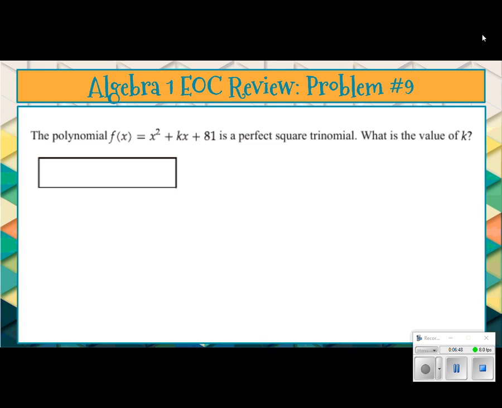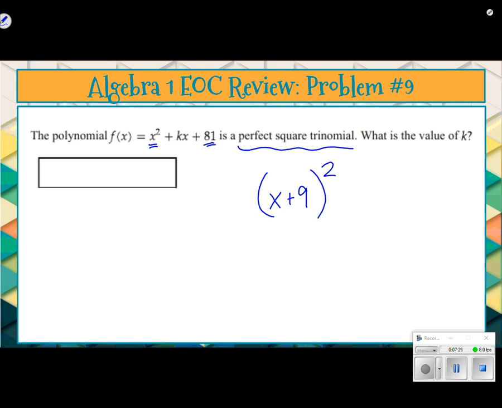Here's problem number 9. The polynomial f of x equals x squared plus kx plus 81 is a perfect square trinomial. What is the value of k? So this perfect square trinomial piece, that means I can write it as something squared. So I know that I would have an x in there, and I know that I would say, what times itself is 81? That's a +9. Could be a -9. So it looks like we may have 2 values.